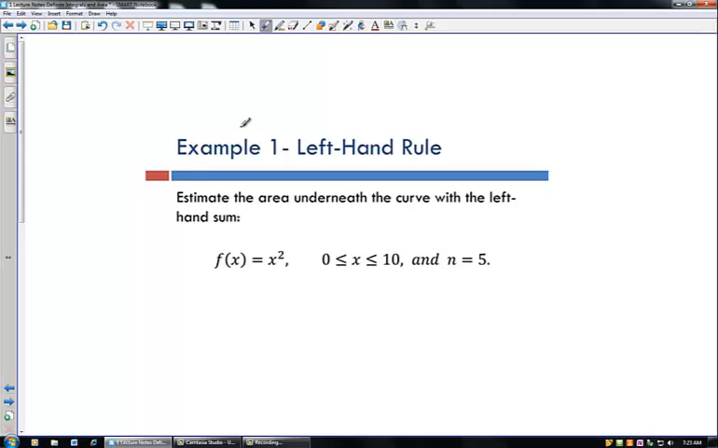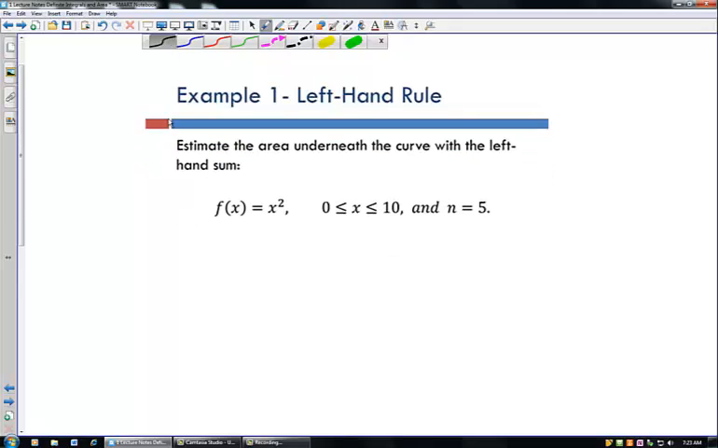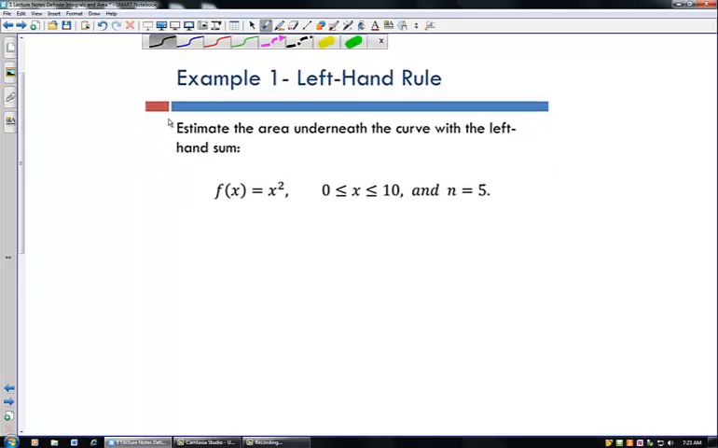And we want to use the left-hand, I guess I put rule on here. It doesn't matter. Left-hand sum, left-hand rule, they're really the same thing. Some books like to call it the rule. Some like to call it the sum. And so it says estimate the area underneath the curve with the left-hand sum.